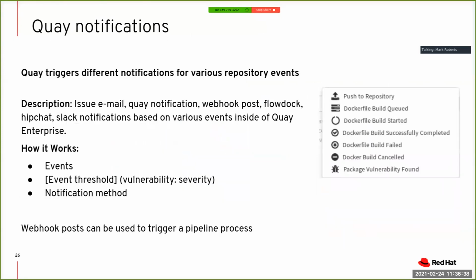Now let's turn our attention to notifications for a second. Within the notifications, we can trigger various different notifications, such as email, notifications in the Quay web UI, webhook posts, and various others, for events that occur. So you identify an event, which is shown there on the right-hand side in that graphic, and you identify the threshold. So it's a vulnerability. Perhaps you might only want to report on a particular severity or above. And you might want to then identify the notification method, which will be things like email, Quay notifications in the UI, or a webhook post.